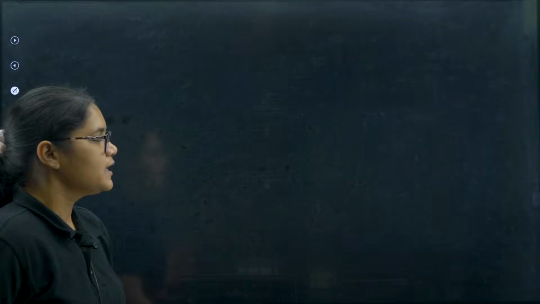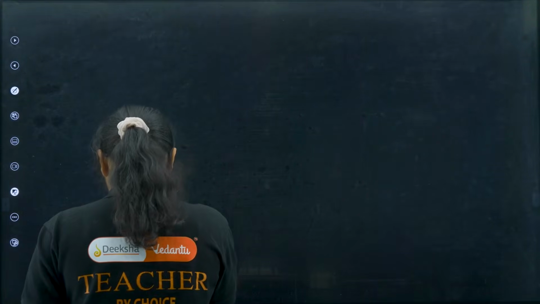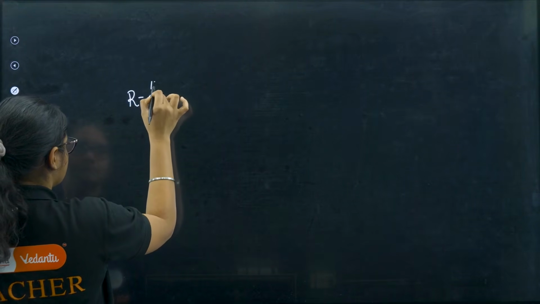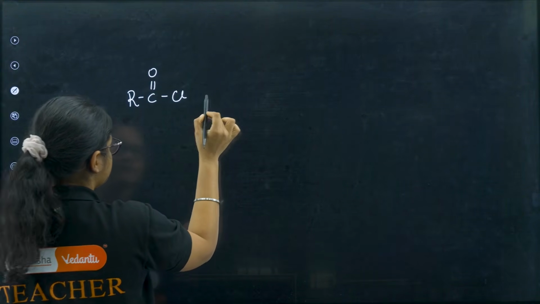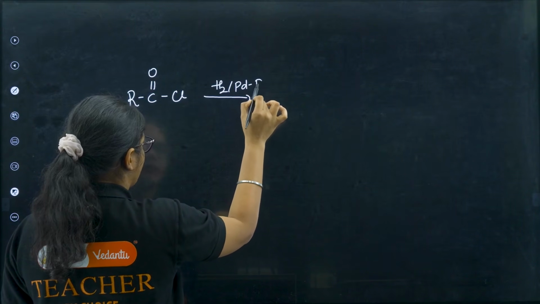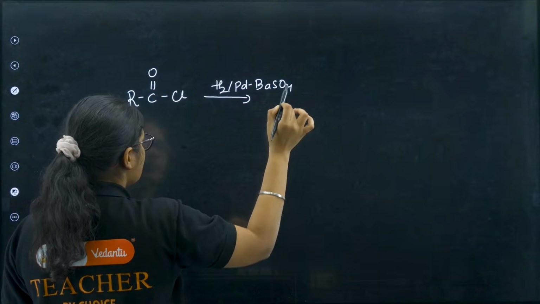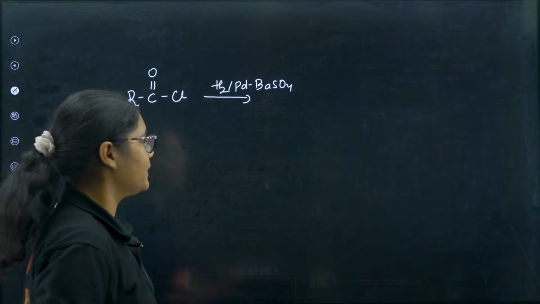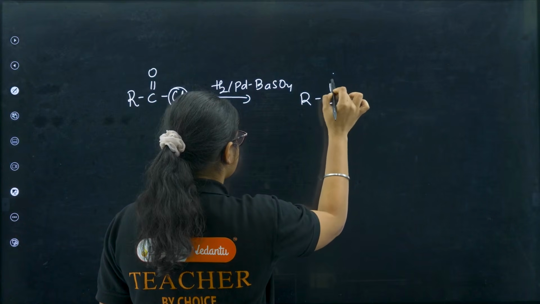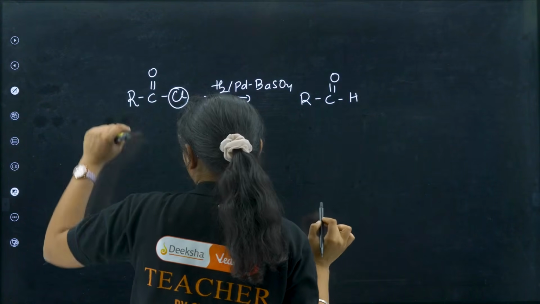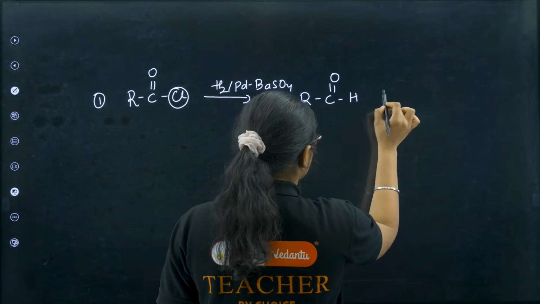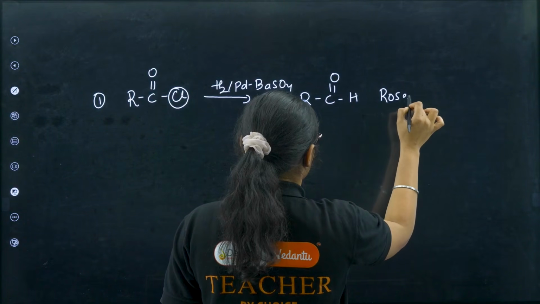Let's revise it. The first one is from RCOCl. If I take RCOCl and treat it with H2, I want all of you to write with me. Once again, all of you should write with me this time. What will happen? This Cl will be replaced with H. This is the first method of preparation of aldehydes from acid chlorides. And the name of this reaction is the Rosenmund reaction.